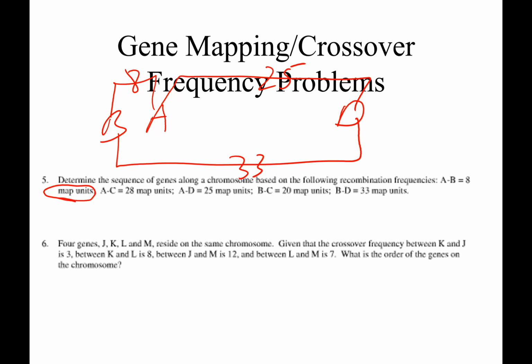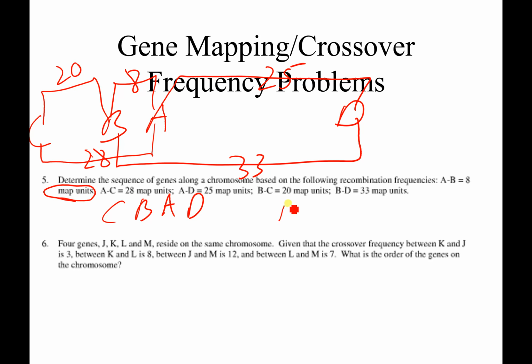We're still missing a gene. We're missing C. A and C cross over 28% of the time, and B and C cross over 20 map units. So we need to figure out where it's at, and C has to be over here, because A and C cross over 28% of the time, and B and C only cross over 20% of the time. So our answer on this particular problem is CBAD, or the same answer, DABC.